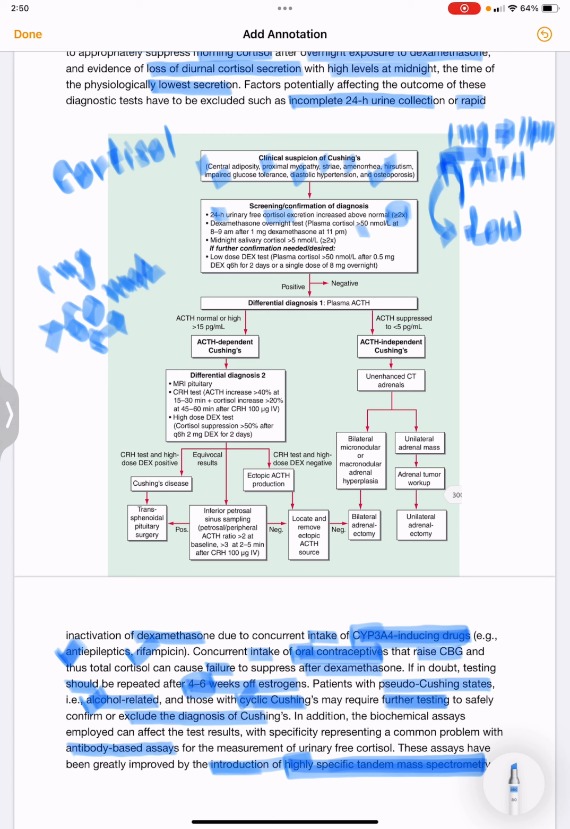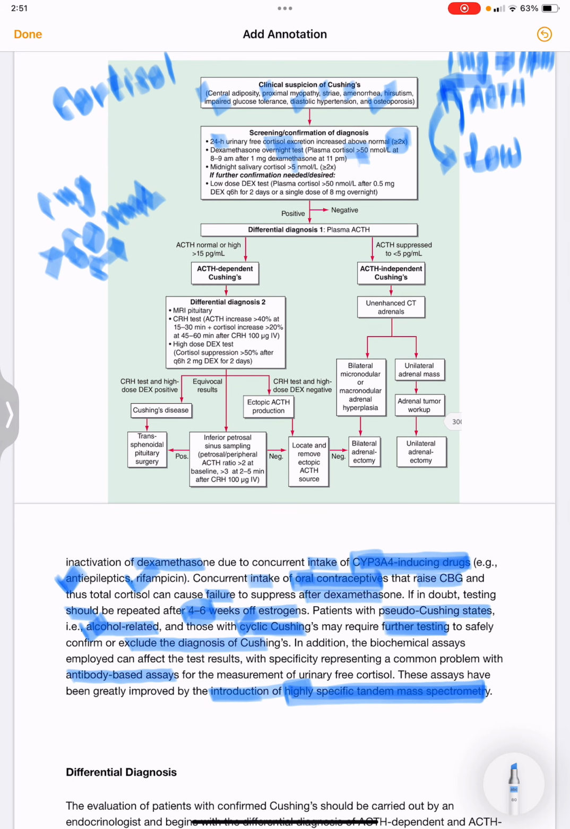So if dexamethasone overnight suppression plasma cortisol is greater than 50 nanomole per liter, and if midnight salivary cortisol is greater than 5 nanomole per liter. Midnight how much cortisol level? Greater than 5 nanomole per liter. Overnight suppression morning cortisol, if it is greater than 50 nanomole per liter, so it confirms a diagnosis of Cushing's syndrome.